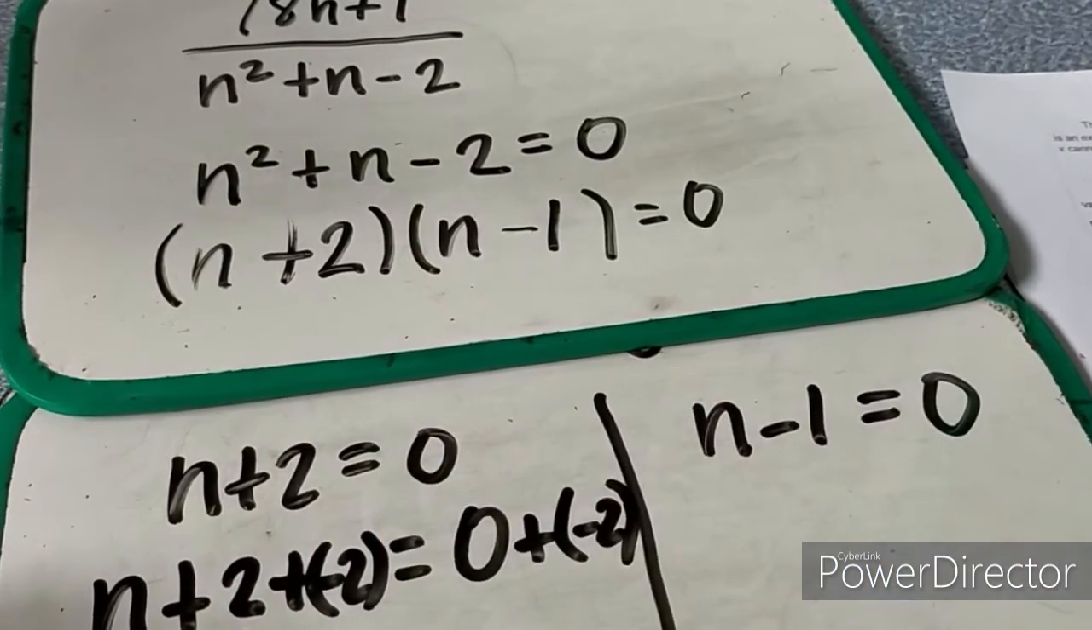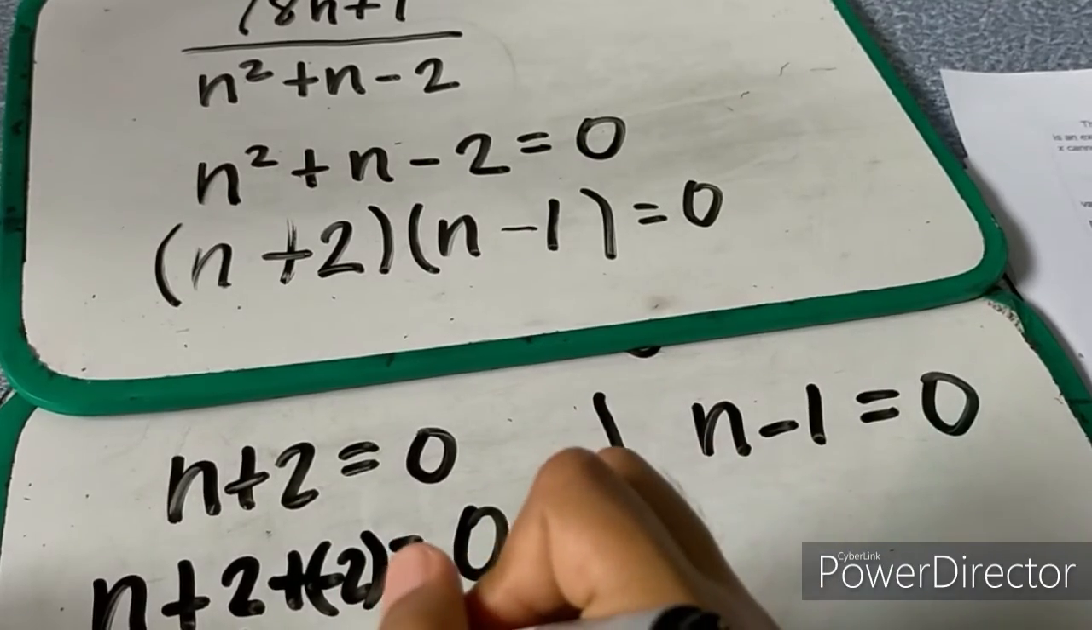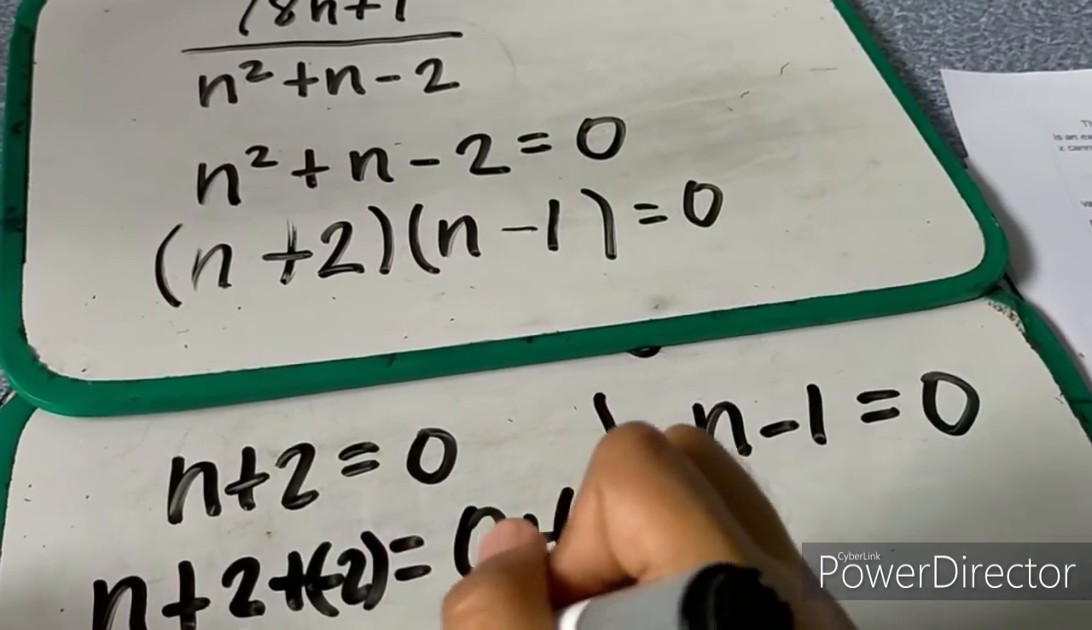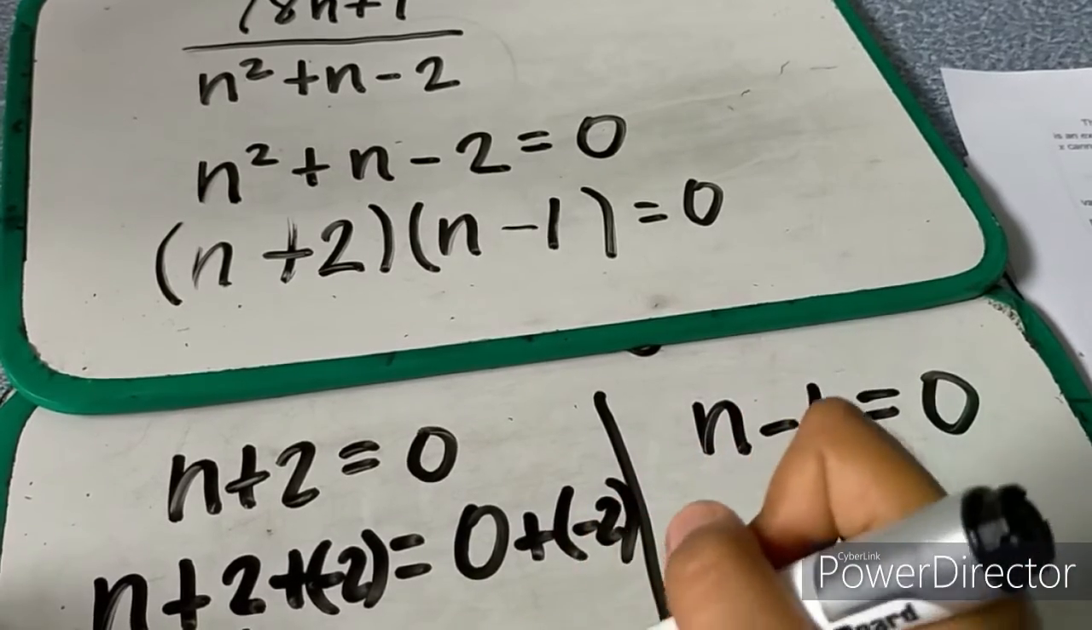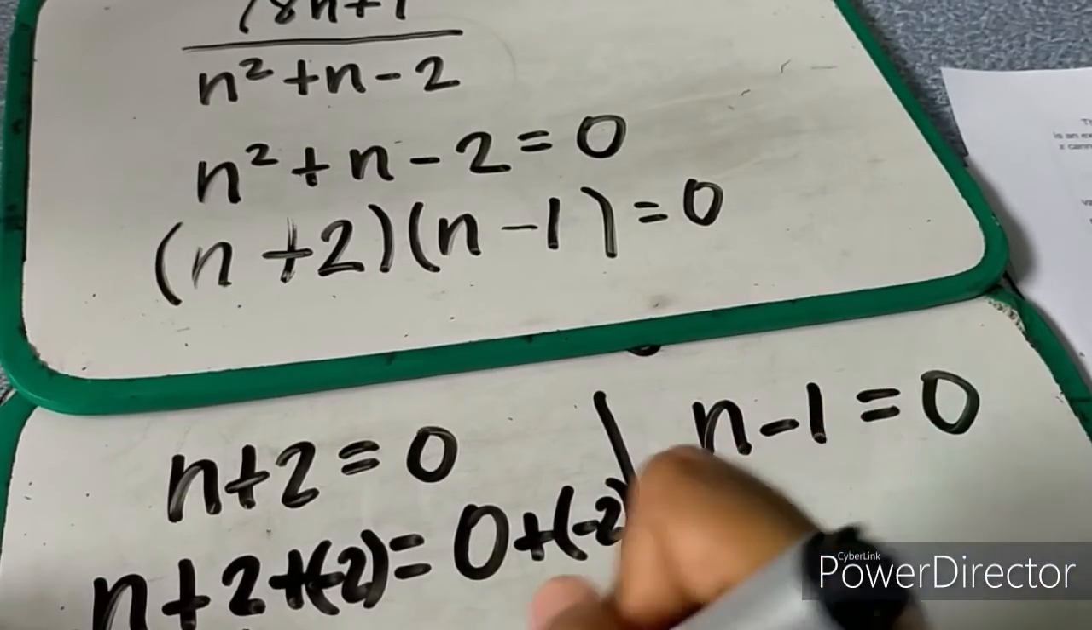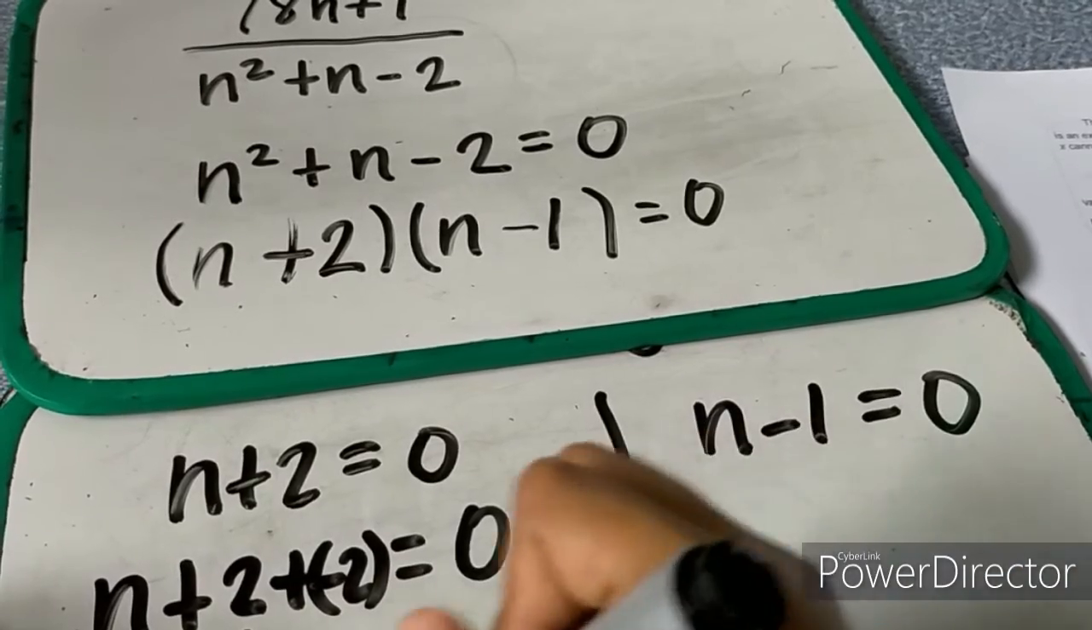2 plus negative 2 is 0. So, the remaining is n is equal to 0 plus negative 2, negative 2. So, the first excluded value is n is equal to negative 2.